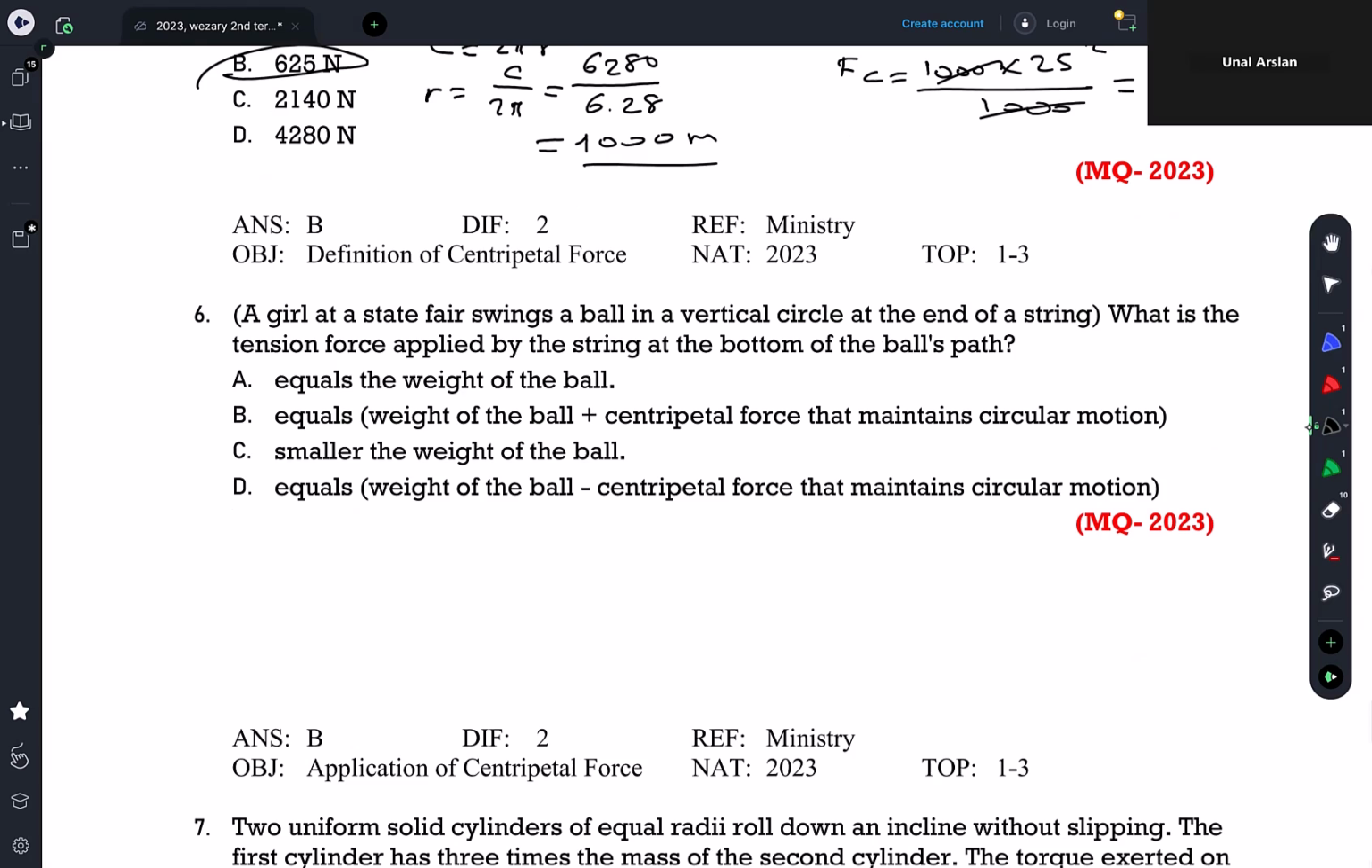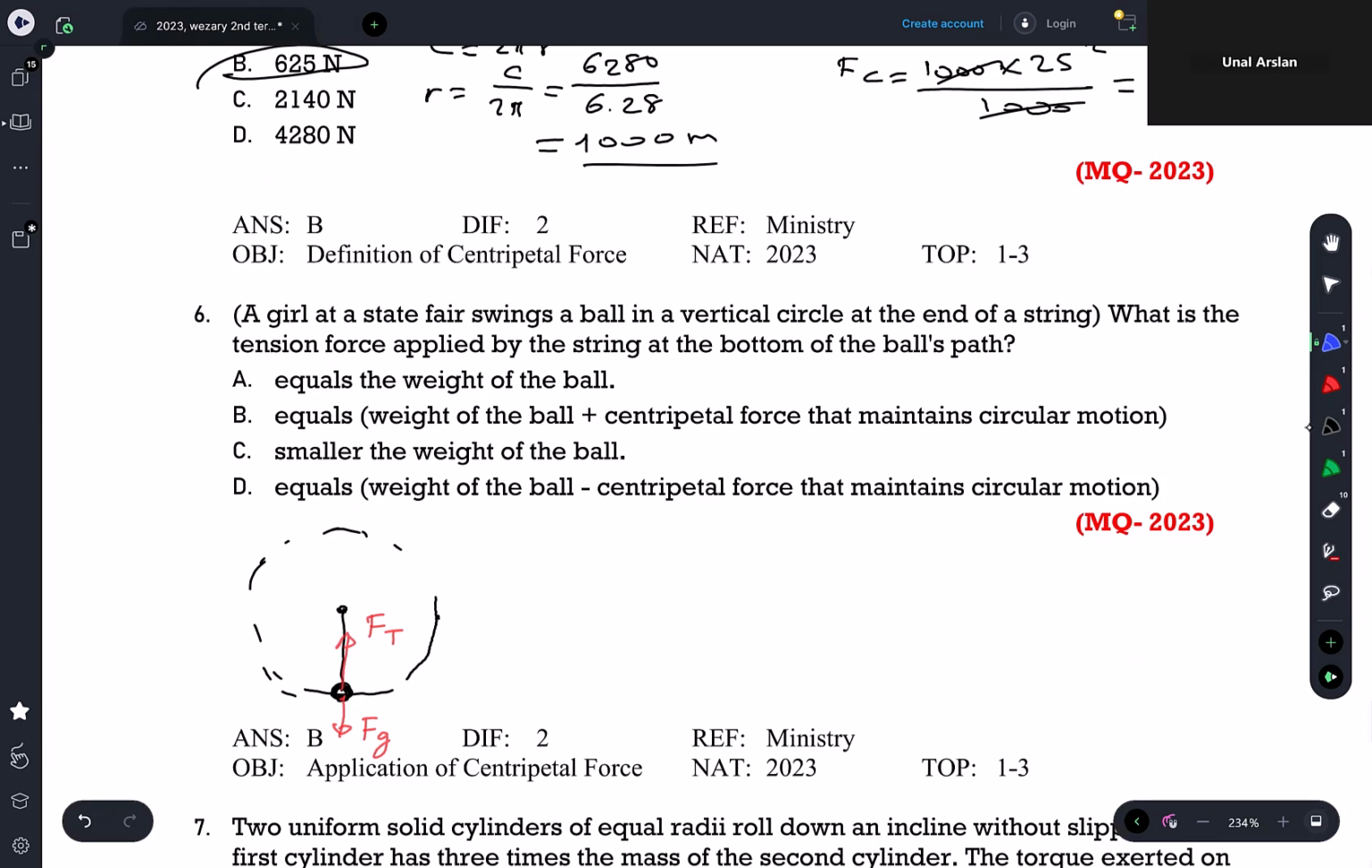Question number 6. A girl at a state fair slings a ball in a vertical circle at the end of a string. What is the tension force applied by the string at the bottom of the ball's path? So this is a vertical circle, and in this vertical circle, the ball is at the bottom here. So there are two forces acting on the ball. One of them is gravitational force, downward to the ground. The other one is tension force acting along the string.